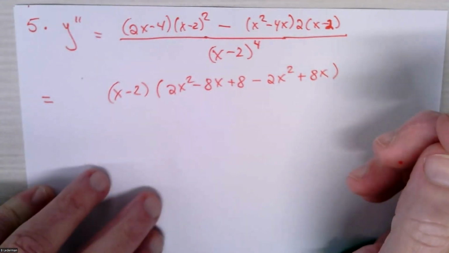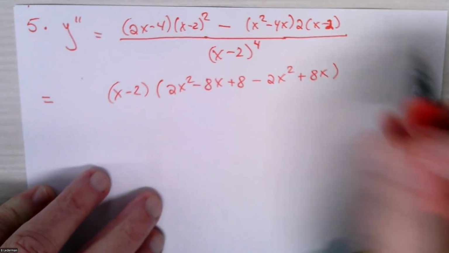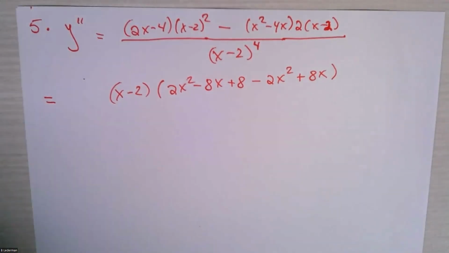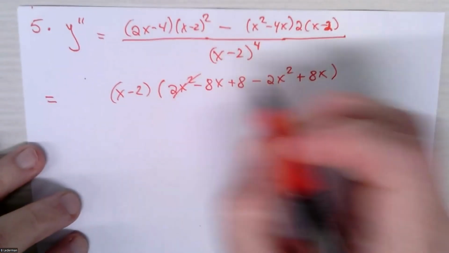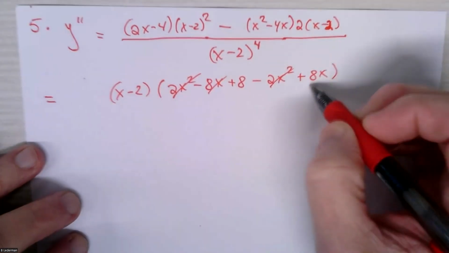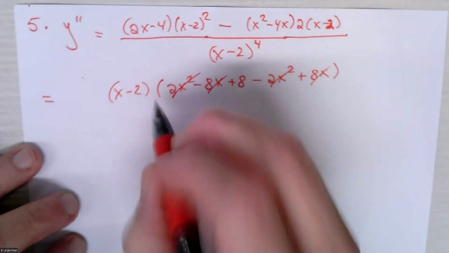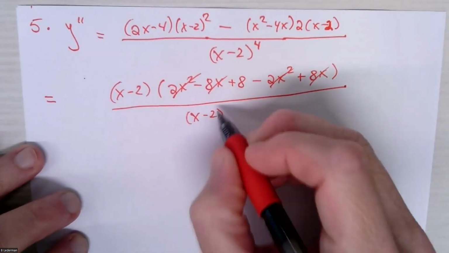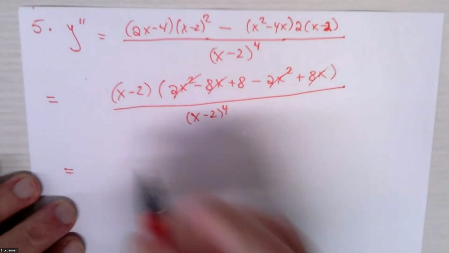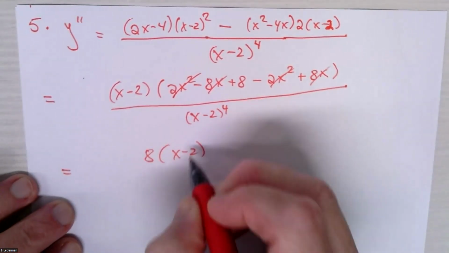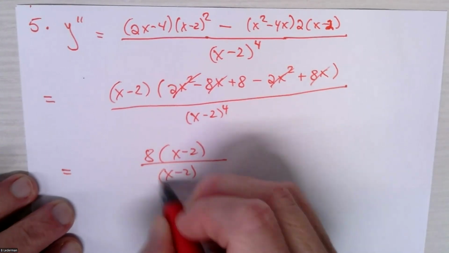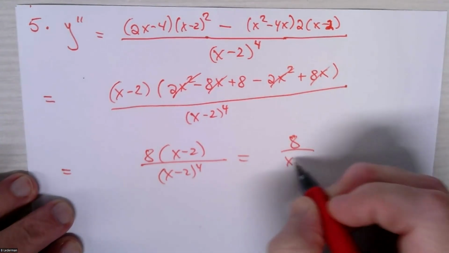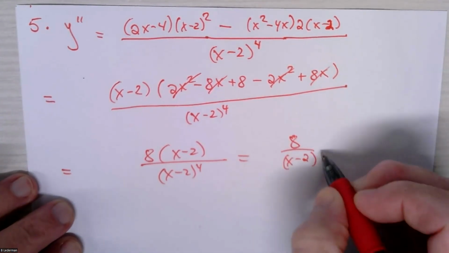And let's see. Notice here we have a plus 2x squared, a minus 2x squared, a plus 8x, and a minus 8x. And then anyway, this is all over (x minus 2) to the 4th. So this now equals 8 times (x minus 2) over (x minus 2) to the 4th, and that just equals 8 over (x minus 2) to the 3rd.